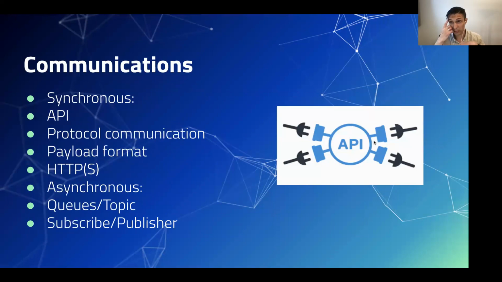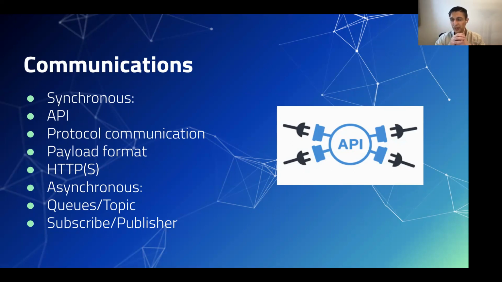And about communication, there are different types: synchronous and asynchronous. Synchronous means that if you send a request to one service, you are waiting for the response from that service. Asynchronous means that you don't wait for a response; you just send to a topic or queue, and any number of subscribers could get the information from the topic.